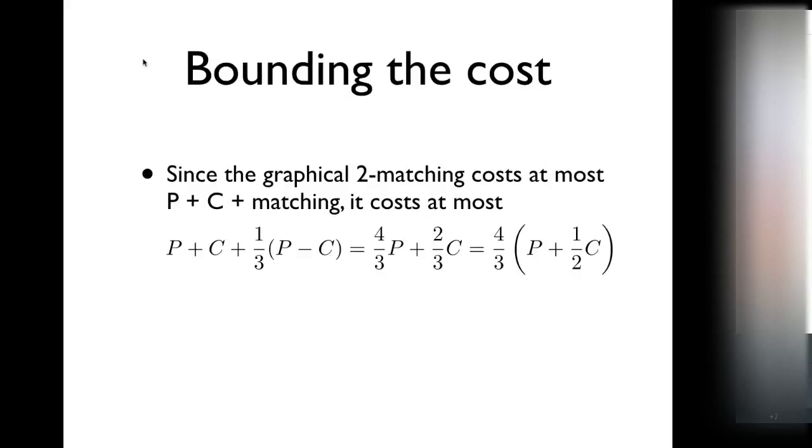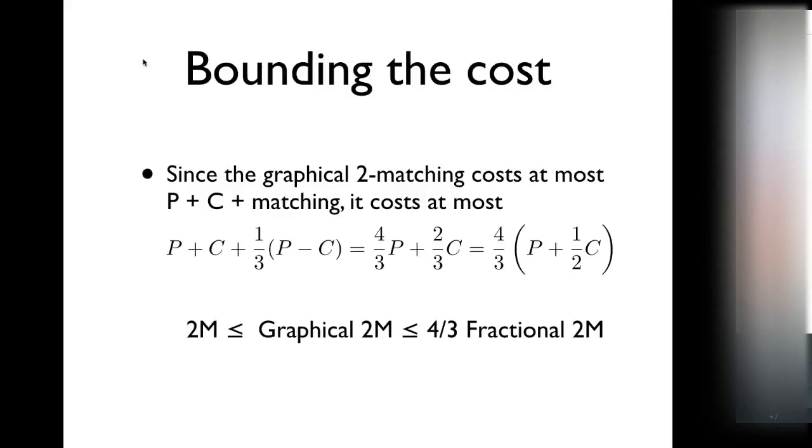We said the graphical two matching costs the path edges plus the cycle edges plus the cost of the matching. So path plus cycle plus, I said, the matching is at most 1/3 P minus C. And just do the algebra and you get 4/3 times the quantity, the path edges plus half the cycle edges. So we're done. What we've shown is that I produce a graphical two matching that's at most 4/3 the fractional two matching. The two matching is at most the cost of the graphical one, and the fractional two matching is the lower bound of the Subtour LP. So we get this ratio is at most 4/3.